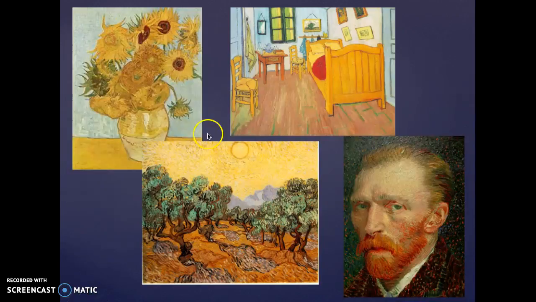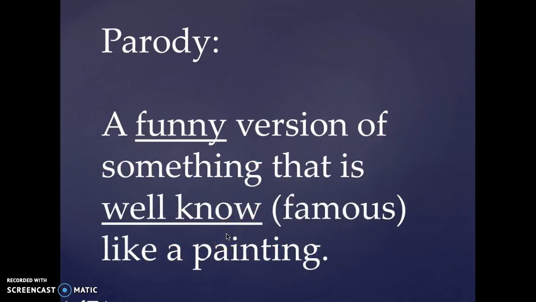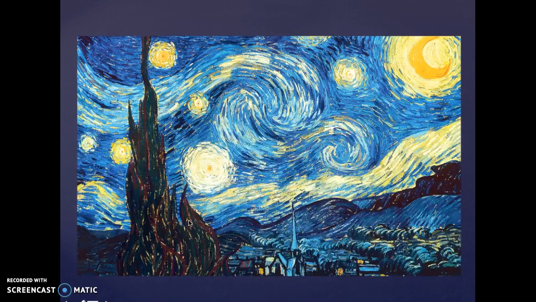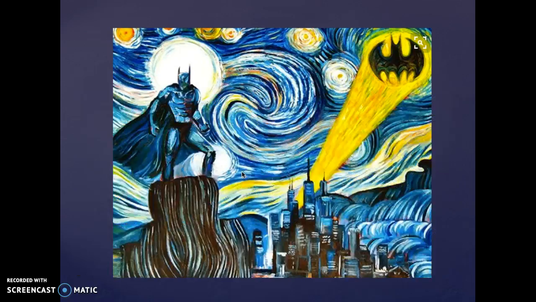So here's a few more of his paintings right here. We'll talk a lot more about Vincent Van Gogh, but right now we're going to talk about the word parody. A parody is a funny version of something that is very well known or famous, like a painting. Looking at the Starry Night, we see this very famous painting in a lot of different places, and so a lot of artists will make a funny version of Starry Night since it's so famous. Here is a first funny version of Starry Night.